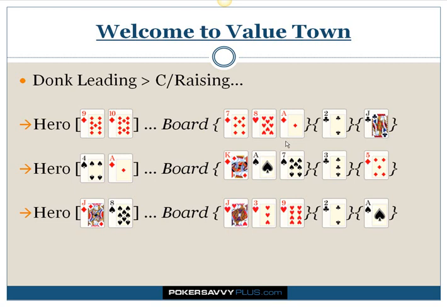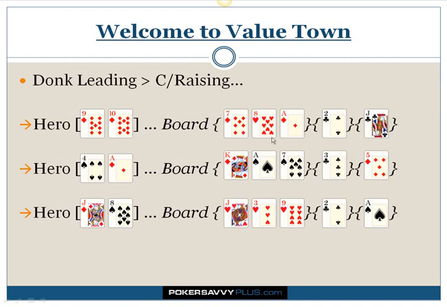And early on in a match without reads, we can't just assume that our opponent's going to c-bet. Therefore, donk leading these type of boards is, A, a great way to build the pot. B, it's a great way to control the pot, and have control of the pot, I mean. And being able to make better informed decisions on later streets.